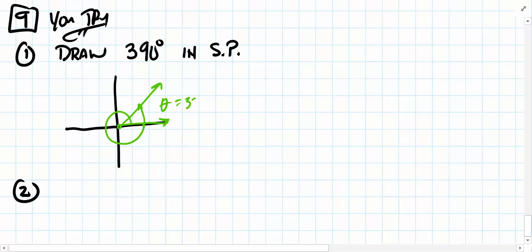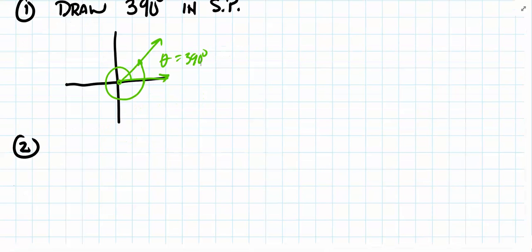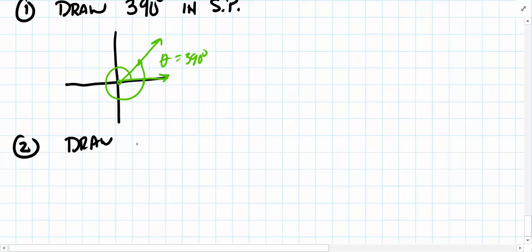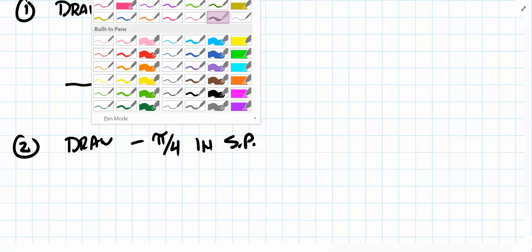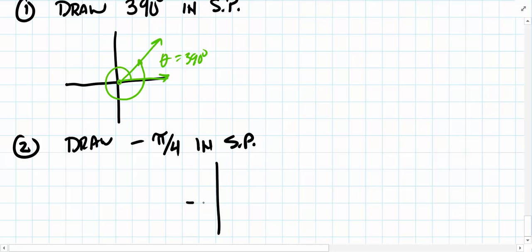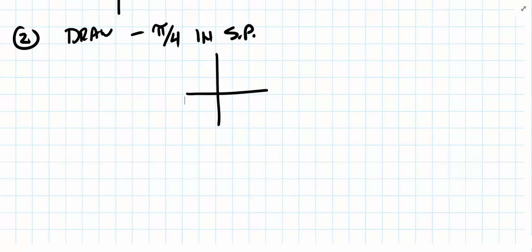All right. Draw for me, the second one here, negative pi over 4 in standard position. Drawing negative pi over 4 in standard position, you're always going to start with this, okay? Your initial side is always locked down to the positive x-axis, right? Negative pi over 4 means going down 45 degrees in the negative direction. So that angle theta would be negative pi over 4 radians. You guys draw that correctly? Yeah. All right.